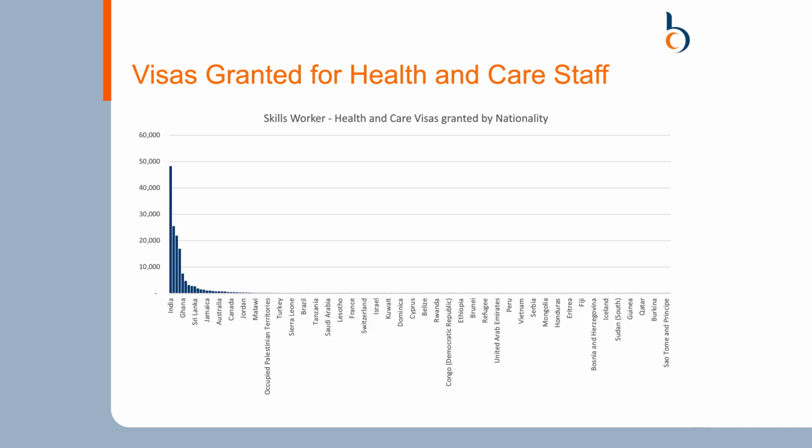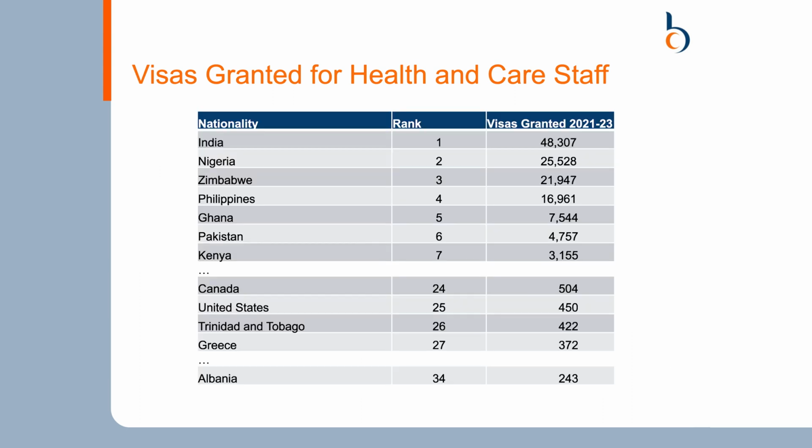So you can see, actually, most people come from a very limited number of countries. Looking at these, again, this is just for the health and care staff category. By quite a long way, the biggest proportion of people come from India, followed by Nigeria, Zimbabwe and the Philippines. Then a drop off, and then we get to other countries. Next one is Canada there in position 24, and they only have 504. The first European country that has people coming in now is Greece in position 27 with only 372.